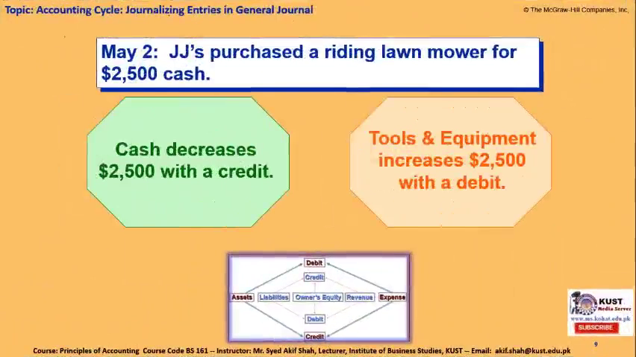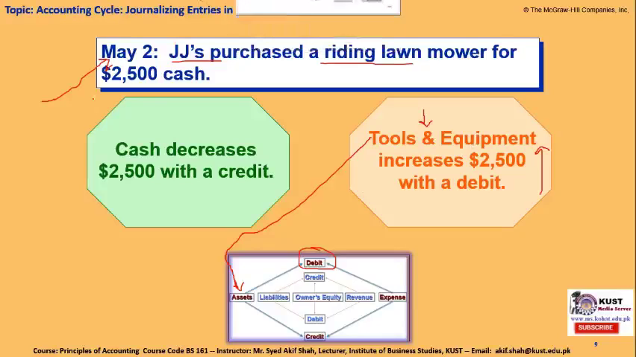Let's discuss the next transaction, which is my second. JJ purchased a riding lawn mower for $2,500 cash. The first step is to analyze the transaction. JJ has purchased a lawn mower, and lawn mower is named as tools and equipment, and there is increase in the tools and equipment. So we know that tools and equipment comes under the umbrella of assets. So when there is increase in asset, it will be recorded as debit. So we have to record a debit entry for tools and equipment.